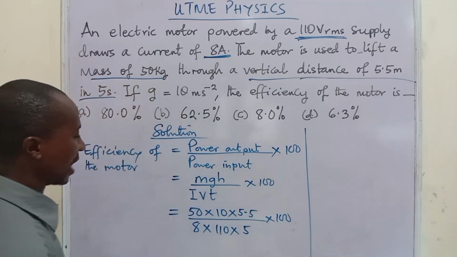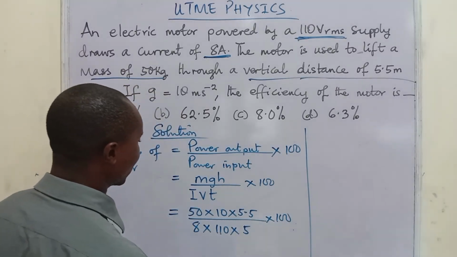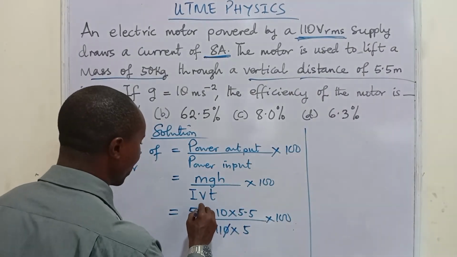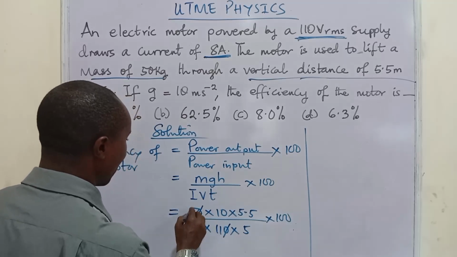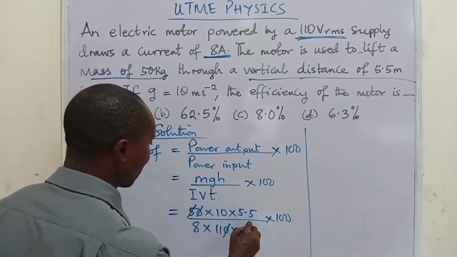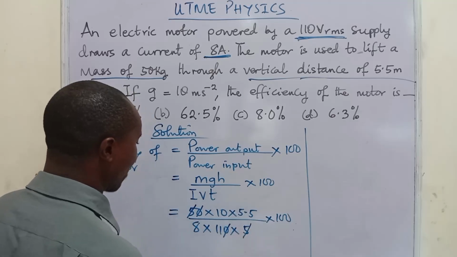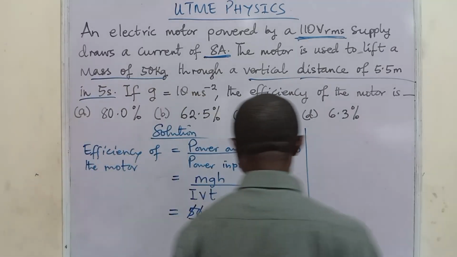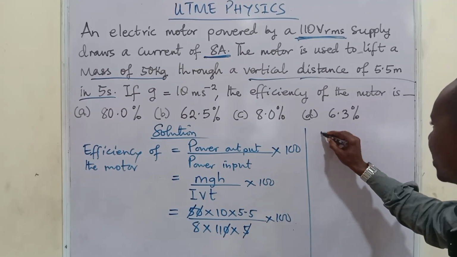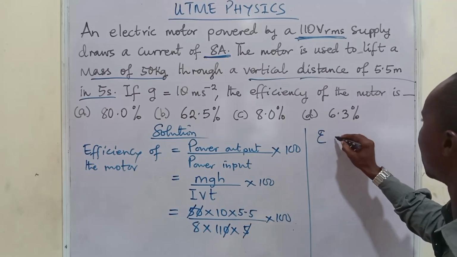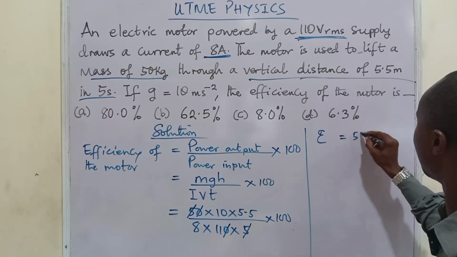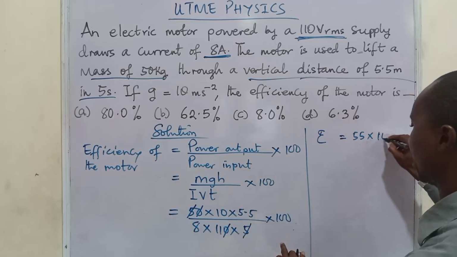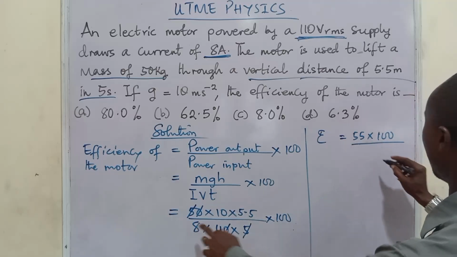So let's break these things down. We can simply do it this way. I am going to apply my mathematics here. This goes with that. So what do we have? The 5 here cancels the 5 here. Now we simply have 10 times 5.5, which should give me 55. So I simply have my efficiency to be 55 times 100, divided by what?